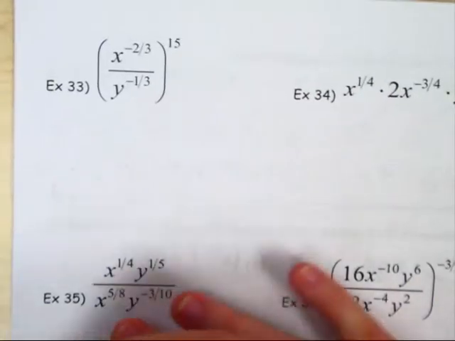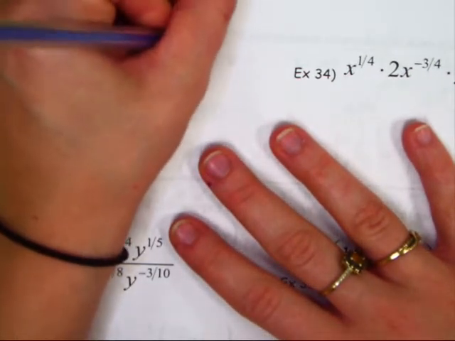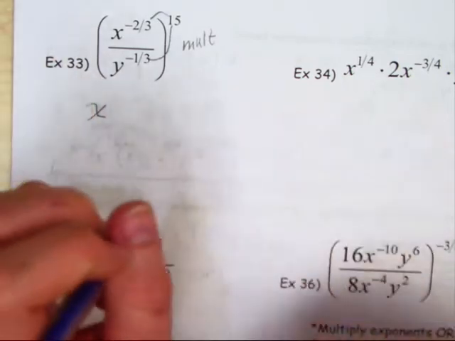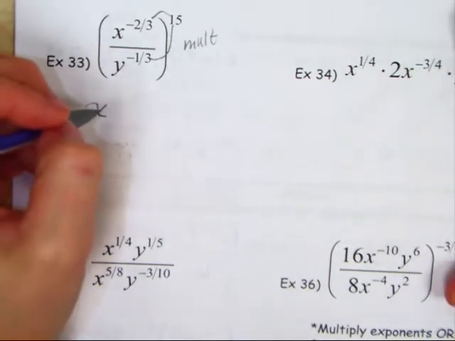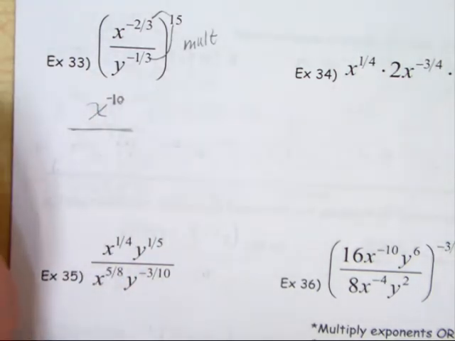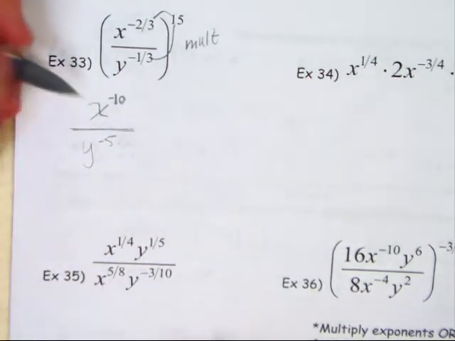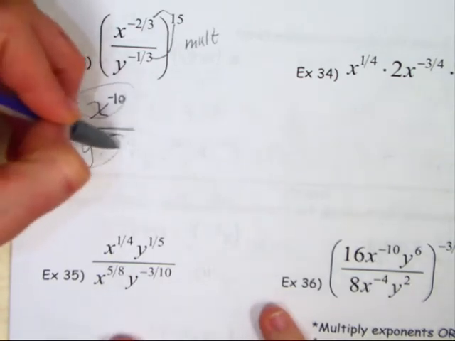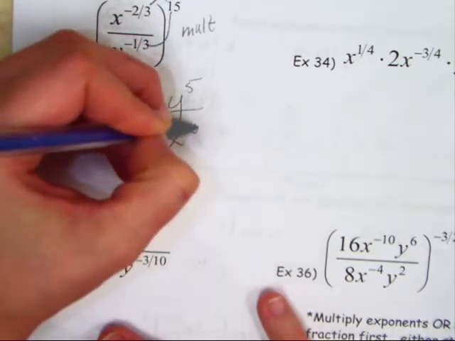Last page. 33. Distribute in. Multiply. X to the -2/3 times 5 is x to the -10. Y to the -1/3 times 15 is y to the -5. See how they're both negative? That means they just flip-flop, and it's y to the 5th over x to the 10th.